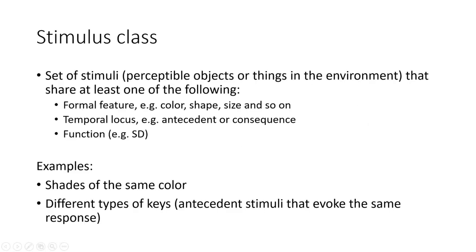So the first concept is a stimulus class. This exists not in contrast with a response class, but there seems to be a lot of confusion around the difference between a stimulus class and a response class. A stimulus class is a set of stimuli, so those are perceptible objects or things in the environment. If you see a group of things, they might belong to a stimulus class. They share at least one of the following: a formal feature, something like color, shape, size, etc.; a temporal locus, so their antecedents or their consequences; or the function, which means they serve as either a discriminative stimulus or an S delta.